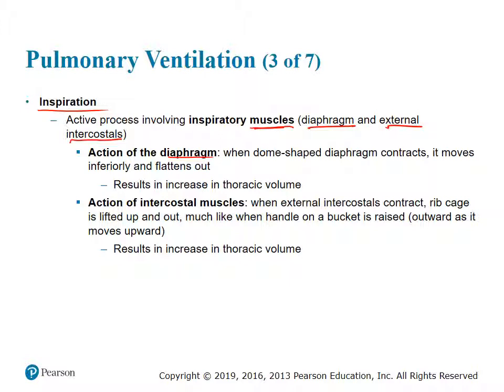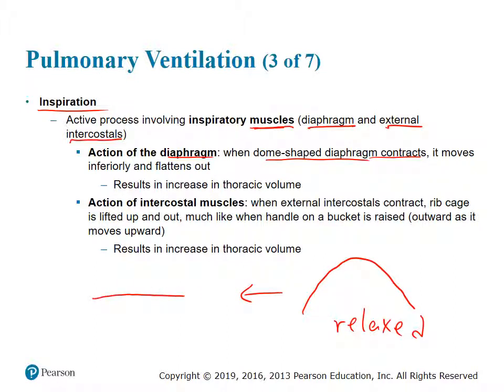Okay, so the diaphragm is a dome-shaped muscle. When it contracts, it actually flattens out. So much like the diaphragm, in my example here, if that is a relaxed diaphragm, then a contracted diaphragm would look like this. And we'll see a picture of that in just a second. So by contracting, it increases the volume of the lung.